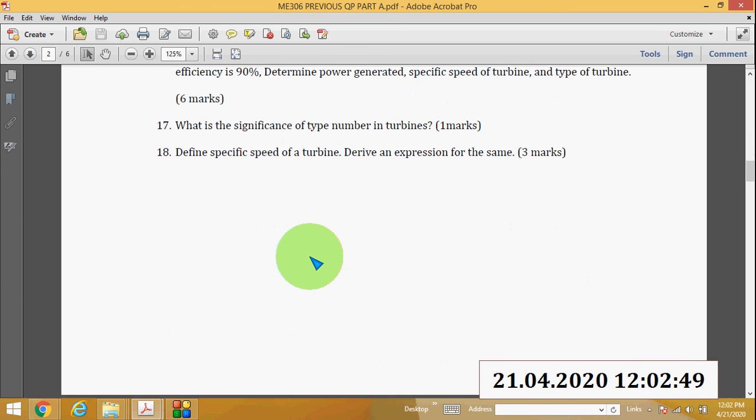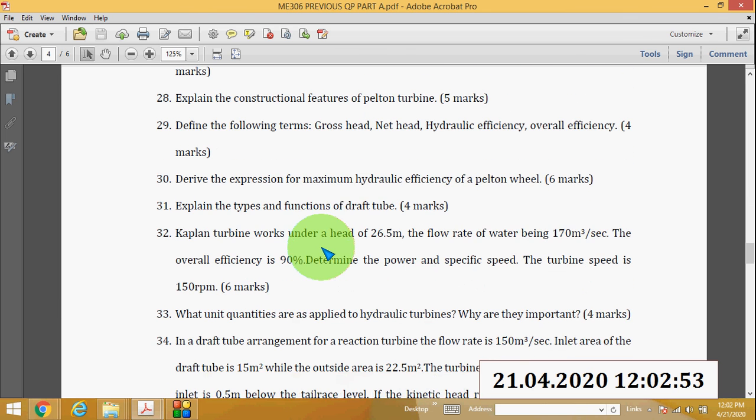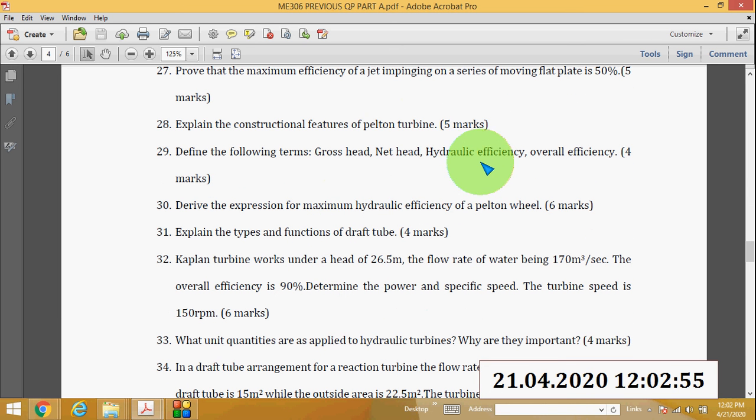Then the April question paper, question 29: define the following terms, hydraulic efficiency and overall efficiency. Hydraulic efficiency is equal to runner power divided by water power. Overall efficiency is equal to shaft power divided by water power. Then you just write the relation also here. So this is the topic related to the efficiencies of a turbine.